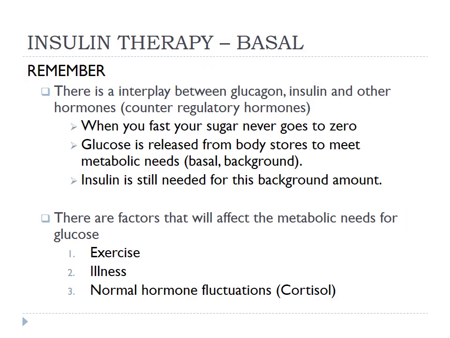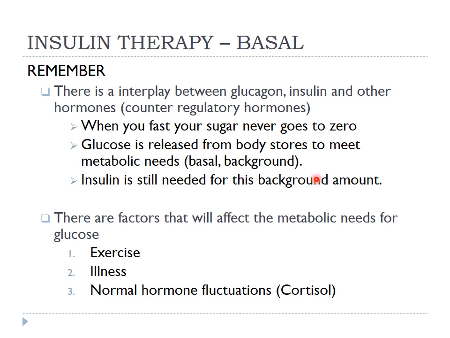Remember, there's always an interplay between glucagon and insulin. Okay, when you're fasting, your blood sugar never goes to zero, or shouldn't. The glucose is released, so this is why you always need insulin in the background to maintain that amount. That's from pathology. I'm just reiterating what I just said on the previous slide and what I mentioned a couple of times already. You need a basal rate to maintain so that cells do not go into DKA.